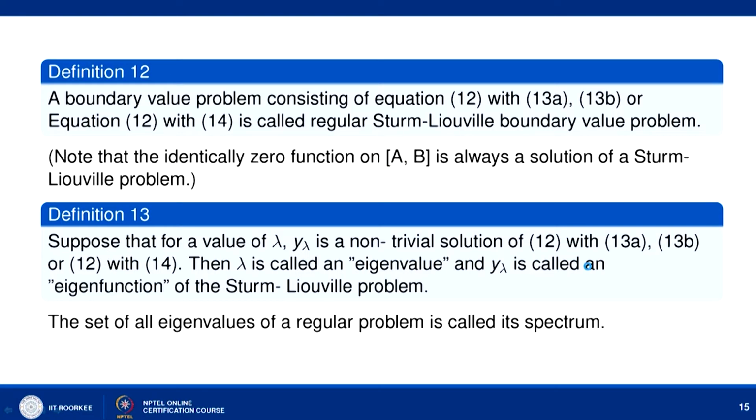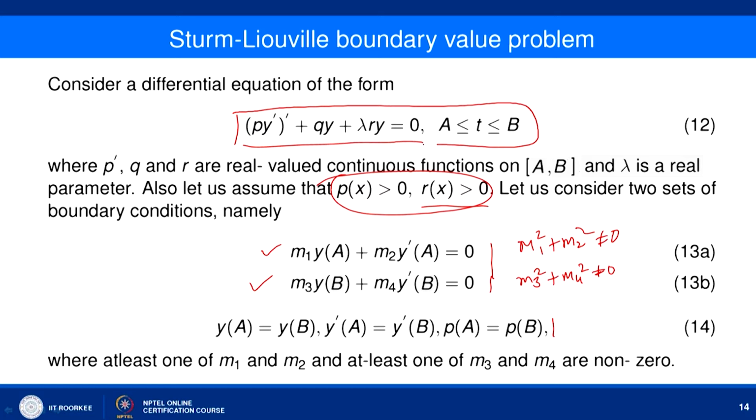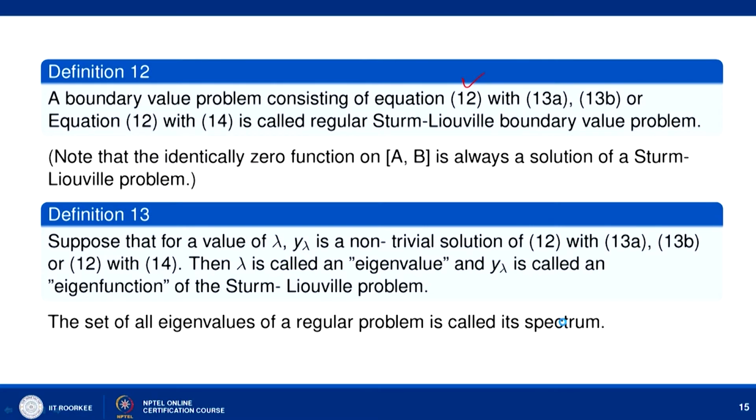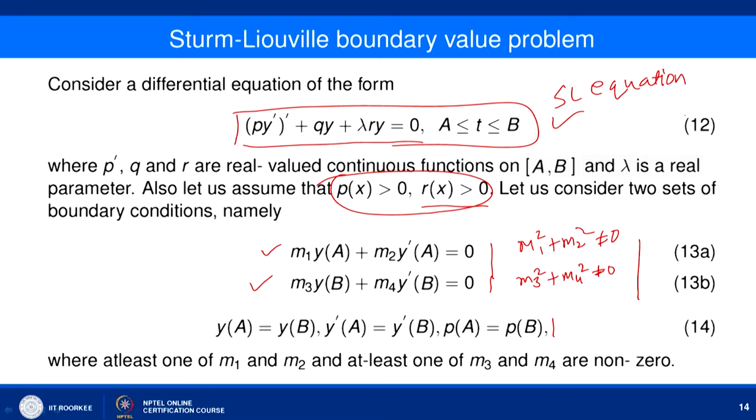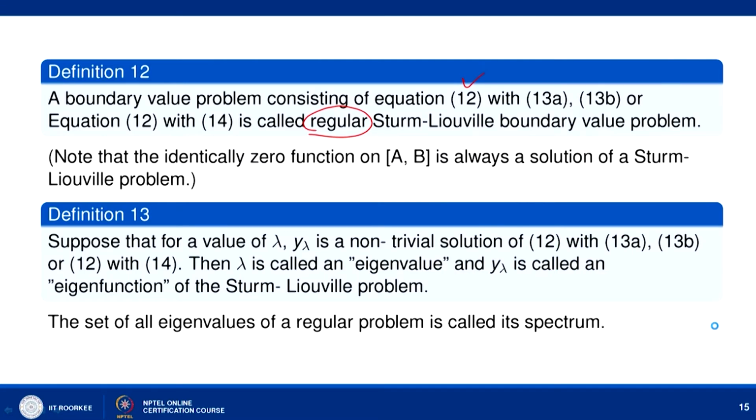A boundary value problem consisting of equation number 12, the Sturm-Liouville equation, along with the boundary conditions, whether 13a or 14, is called a regular Sturm-Liouville boundary value problem. Here, what does regular mean? First of all, we define what a Sturm-Liouville boundary value problem is. For defining it, we consider the Sturm-Liouville equation and one of the boundary conditions, either 13a or 14. Then we call this a Sturm-Liouville boundary value problem, and then we define a regular one.